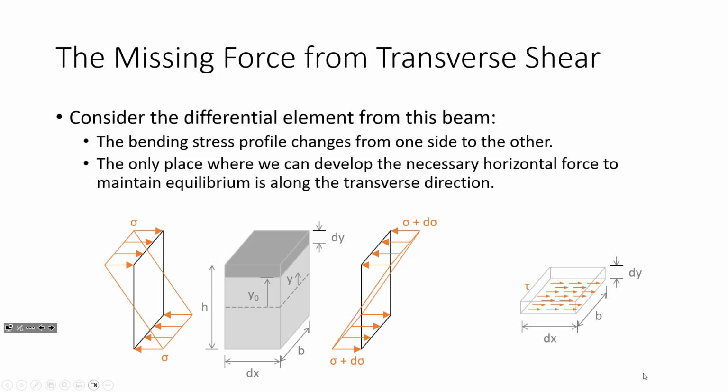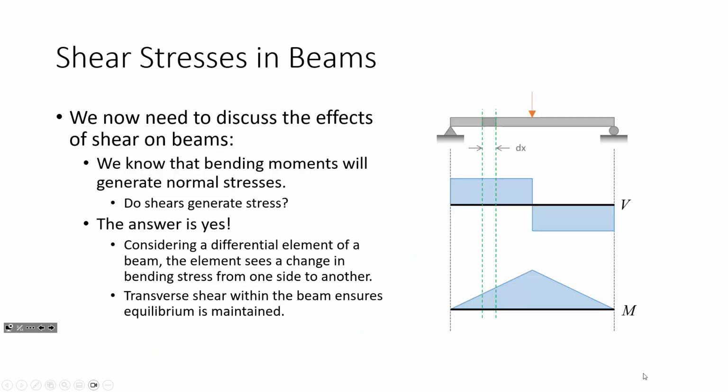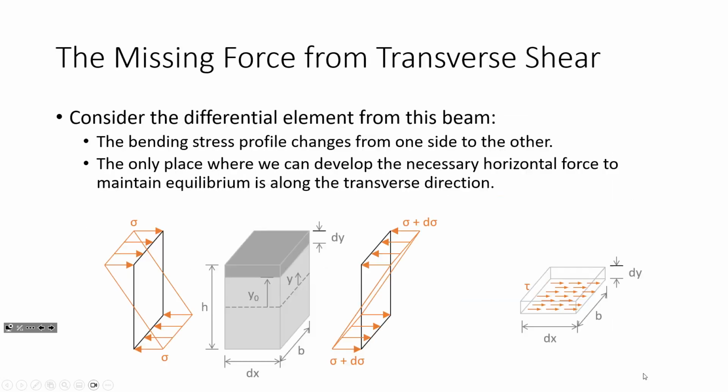So here's what's going on, okay? The missing force from transverse shear is at work. Like I said, the bending moment changes from one end of the element to the other, so the bending stress profile changes from one side to the other. So I might have some bending stress profile that peaks at sigma on the left side, but on the right side, it's sigma plus some increment. There's more bending stress on one side of the element than there is on the other, okay? And so if that's all that was going on, then the section wouldn't be in equilibrium. There'd be something missing.